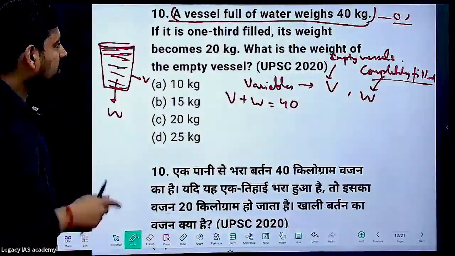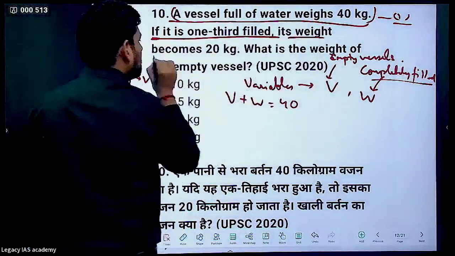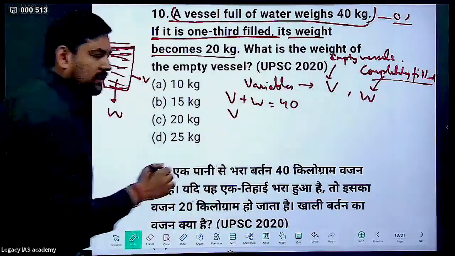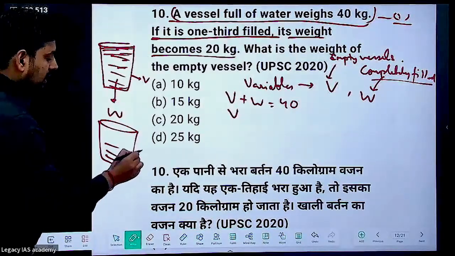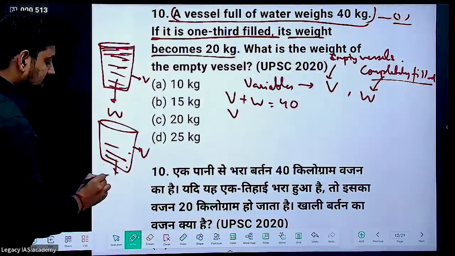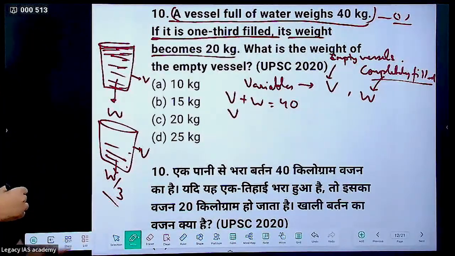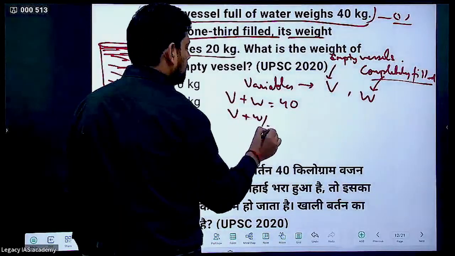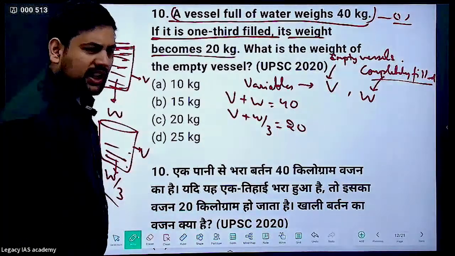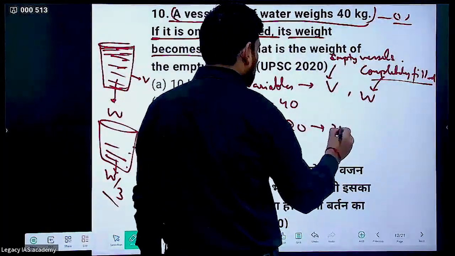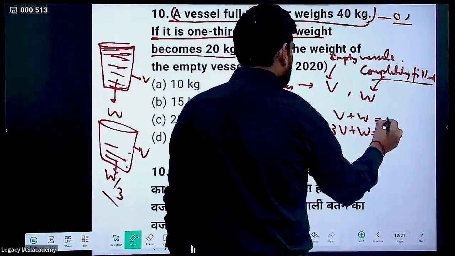Then forget this. Now second, it starts with if. If it is 1/3 filled, its weight becomes 20 kg. So for a 1/3 filled vessel, the vessel will still have the same weight. So V is still the same. What changes is the filled water, which was W. So this 1/3 filled becomes W by 3. So V plus W by 3 is equal to 20. Then you can multiply this whole equation by 3, so that it becomes 3V plus W is equal to 60, and V plus W is equal to 40.